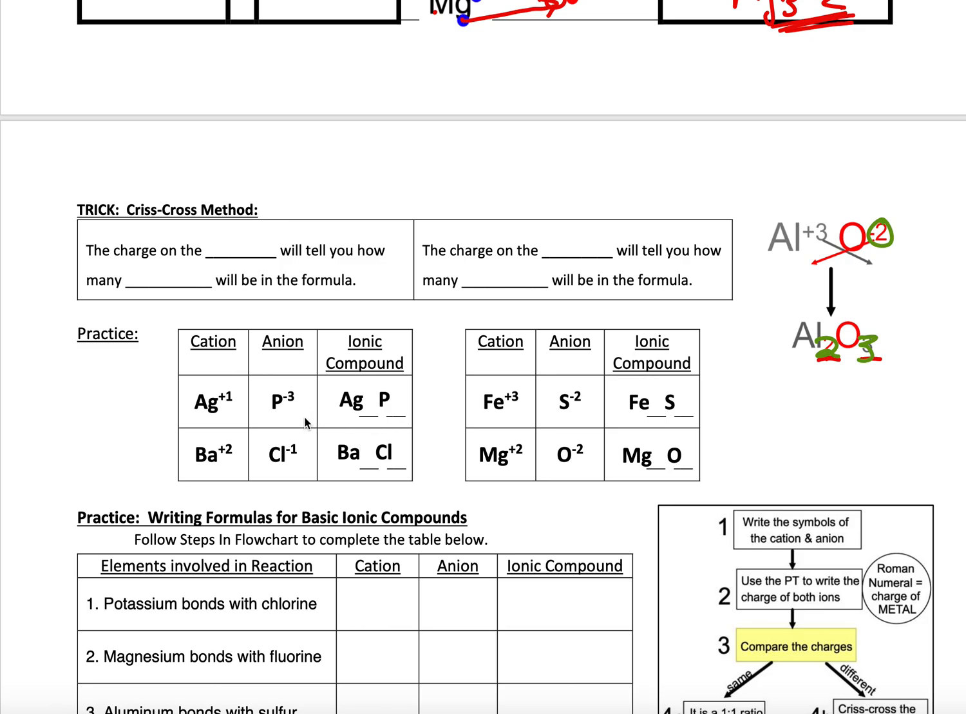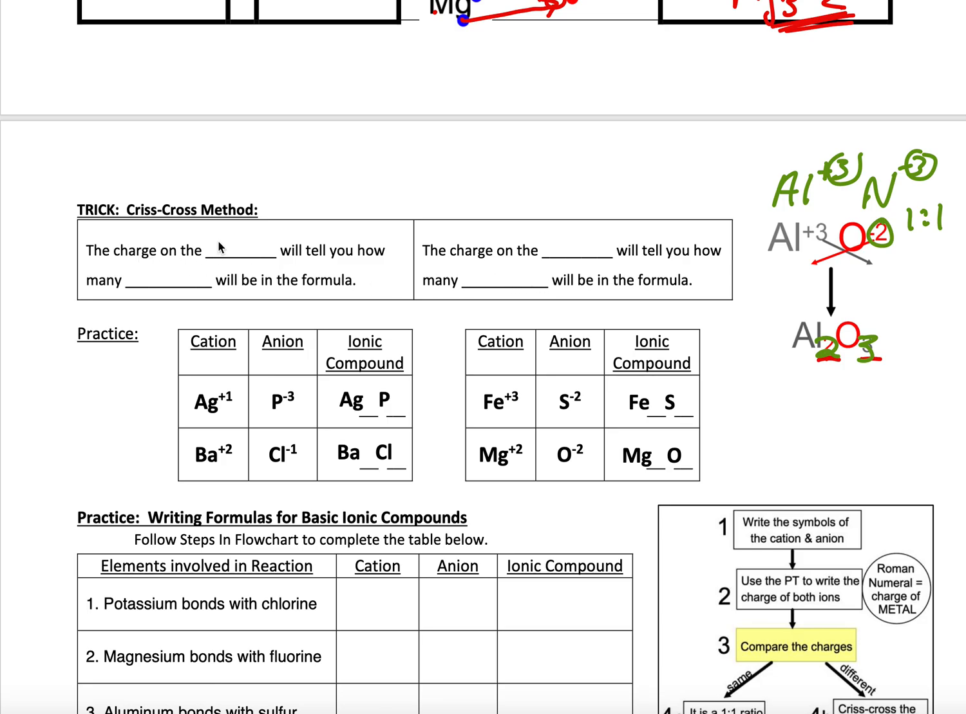The only time you don't have to worry about it is if it's a 1-to-1, which means the charges are the same number. So aluminum would be like +3, and maybe aluminum is bonding with nitrogen, which makes a -3. Well, a 3 and 3, this gives up 3, this takes 3. That's a 1-to-1 ratio, so you don't use it for that. But if the numbers are different, crisscross them.